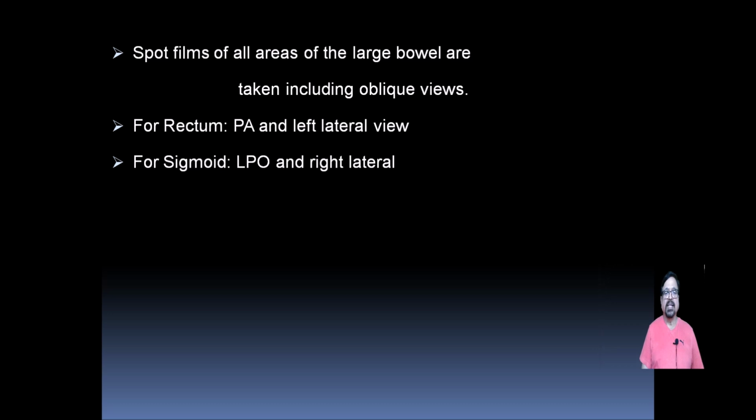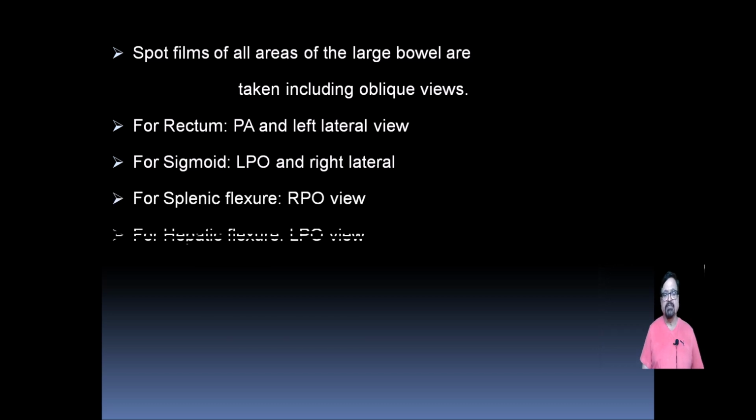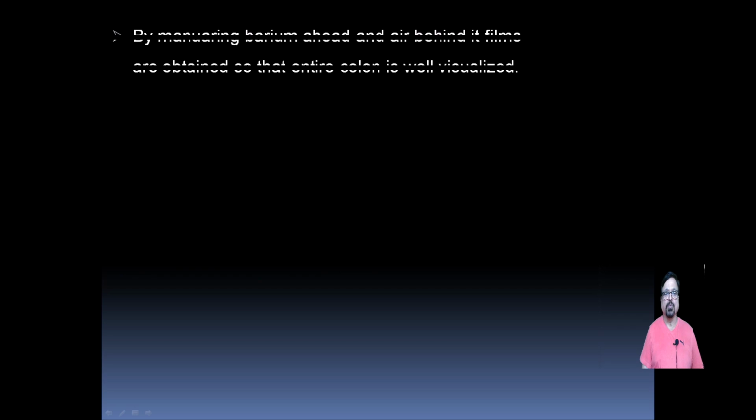Now for the sigmoid, left posterior oblique and right lateral projections are of choice, and for the splenic flexure it is right posterior oblique. For the hepatic flexure, the left posterior oblique position is preferred, and for the cecum, AP and left posterior oblique are preferred. However, often we need compression to separate the cecum from the overlapping small bowel loops.